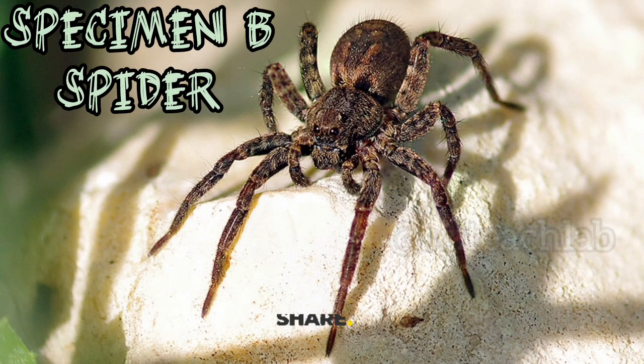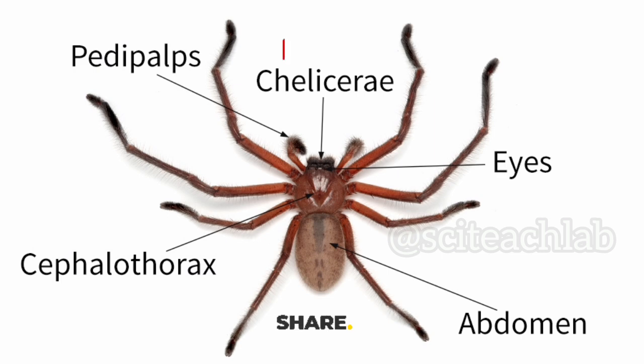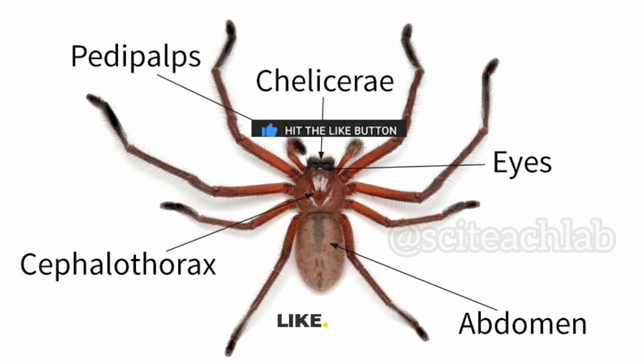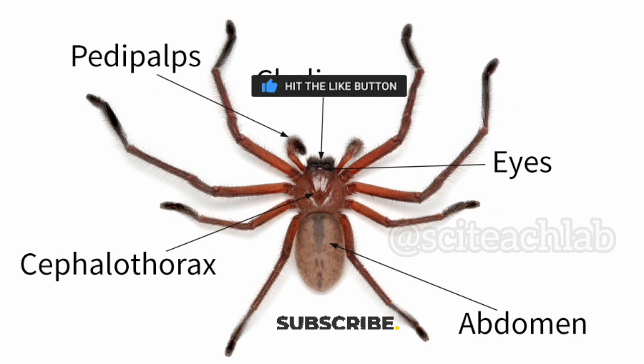Now we move to specimen B, spider. So let's just briefly talk about spider. The order is Araneae, of the class Arachnida. They are different from insects because they have 8 legs rather than 6 legs, and their body is divided into 2 parts rather than 3 parts. You may be asked a question like, why is spider not considered an insect?